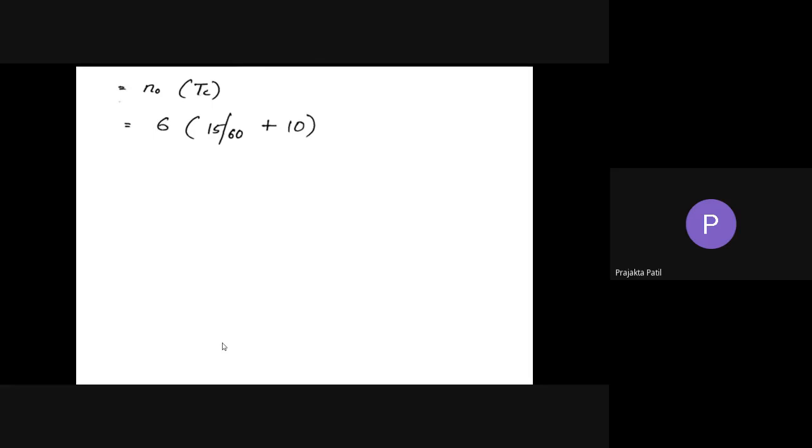So here it is. You know N0 value is 6. TC with respect to mass production is what? It is TR plus max of T0. So this is 15 seconds divided by 6. So I have converted 15 seconds to minutes, plus 10 minutes. That is max of T0. Now what makes you say that this is max of T0? What is max of T0? This is the bottleneck station, right?